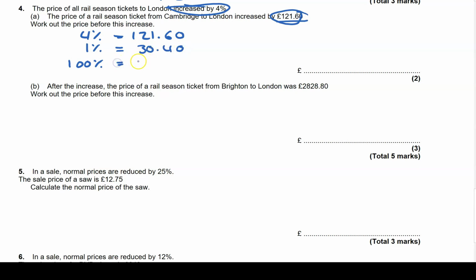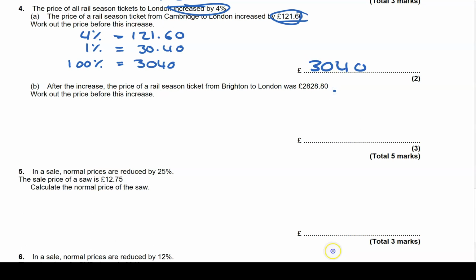So 100 would be 3. Did I divide it by 4? I did divide it by 4. For some reason I thought I'd just divided it by 40. So 100% would be, voila, 40.